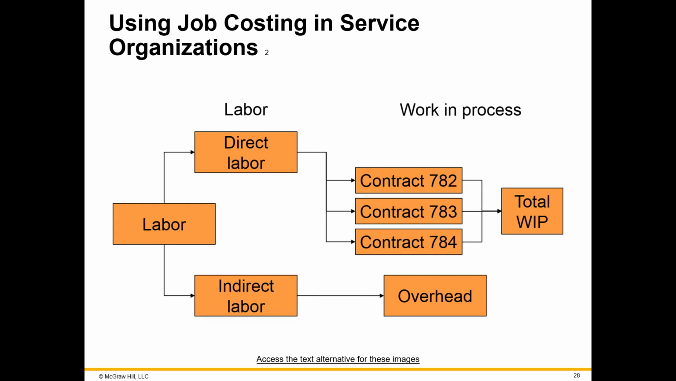Labor is going to be split into direct labor and indirect labor. Instead of jobs, they're going to call them contracts. It's the same concept, though. You're allocating these costs based on different jobs, and then ultimately it's going to flow into work in process, and that's going to be the same thing with overhead. Overhead is going to be allocated to those jobs as well.